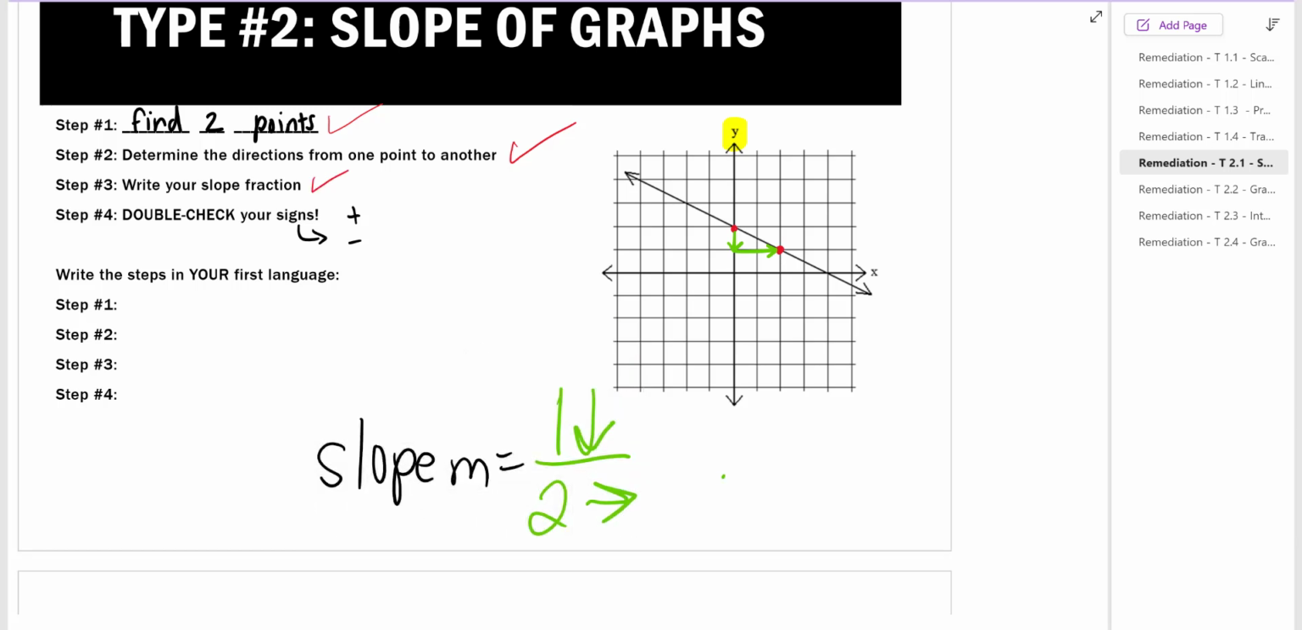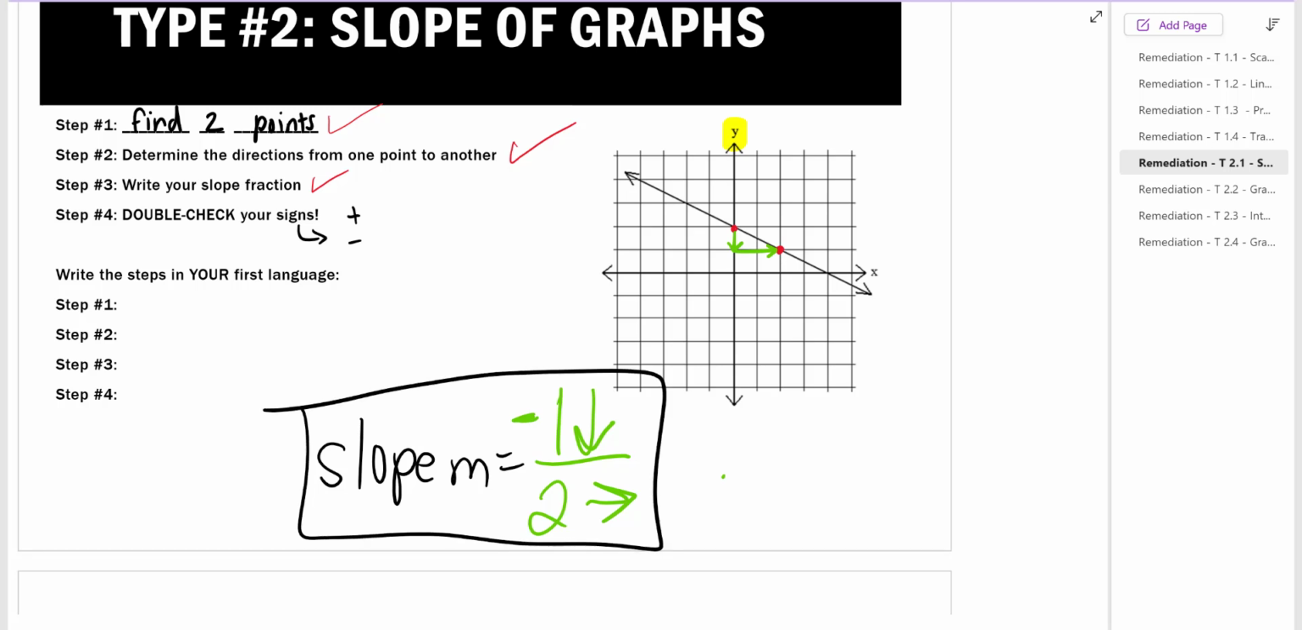Okay, step 4, I need to double check my signs. So paso 4, necesitamos checar otra vez los signos de mi fracción. So for example, 1 is down, and we know that down means negative. So aquí sabemos que cuando está abajo significa números negativos. Necesitas escribir negativo enfrente de 1. Okay, and that's the answer. Esta es la respuesta. That's how we find slope.